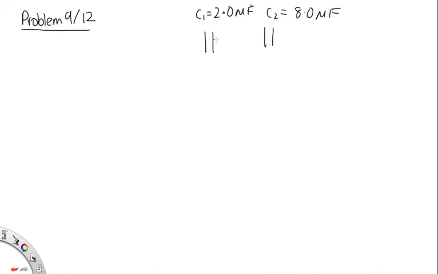Problem 9. In this problem, we have two capacitors. Let's call it C1, which has a capacitance of 2.0 microfarads, and C2 with a capacitance of 8.0 microfarads. These are connected in series, and then a potential voltage of 300 volts is applied across them. Part A says, what's the charge and the potential difference across each capacitor?